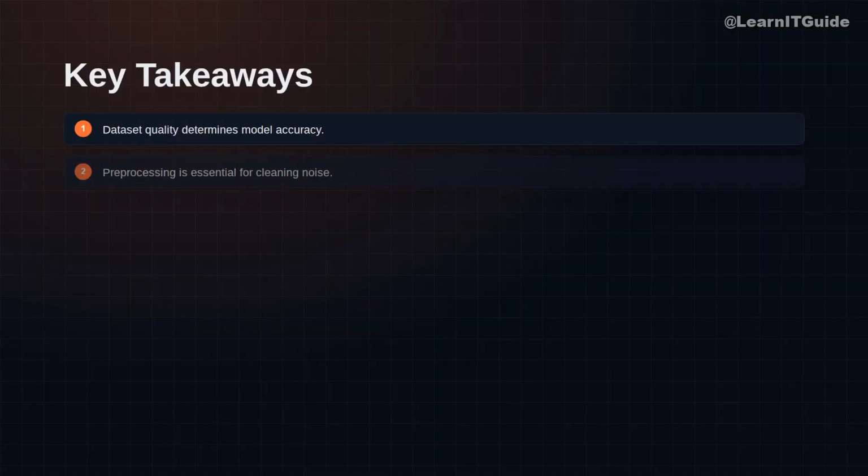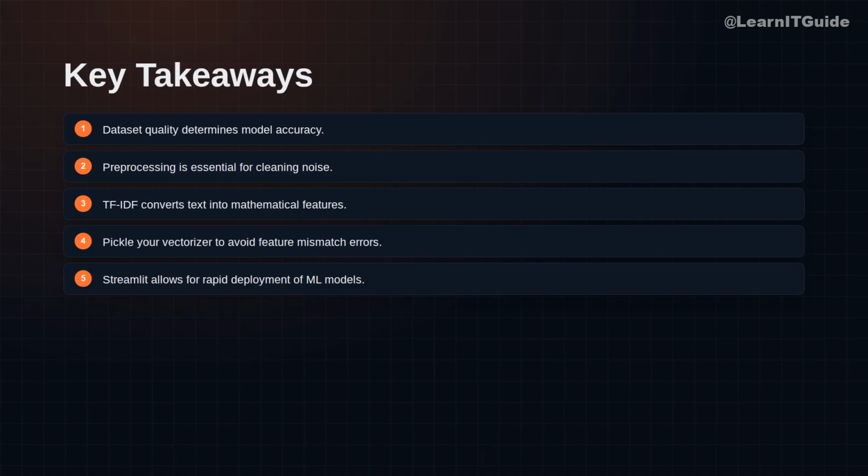You now know the full 7-stage pipeline. Remember, your model is only as good as your data quality. Pre-processing is where most of the work actually happens. TF-IDF is your bridge between text and math. Never forget to pickle your vectorizer to avoid runtime errors and use Streamlit to get your model in front of users quickly. This is the core of production NLP. These are the core concepts to carry forward from this video.